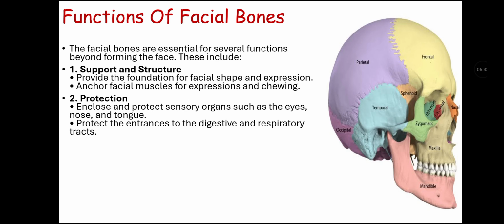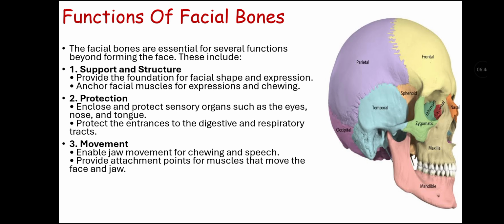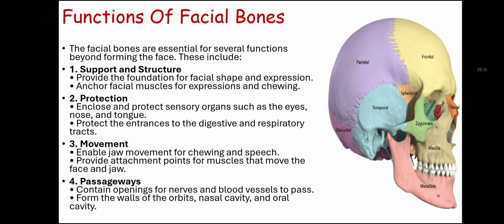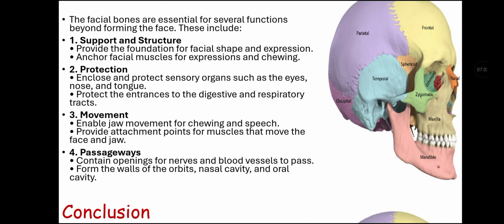Second function of facial bone is protection, as they enclose and protect sensory organs such as the eyes, nose and tongue. They also protect entrances to the digestive system and respiratory system. Third function is movement, as they enable jaw movement for chewing and speech, and they also provide attachment points for muscles that move the face and the jaw. Fourth function is passageway, as they contain openings for nerves and blood vessels to pass, and also form the wall of the forehead, nasal cavity and oral cavity.